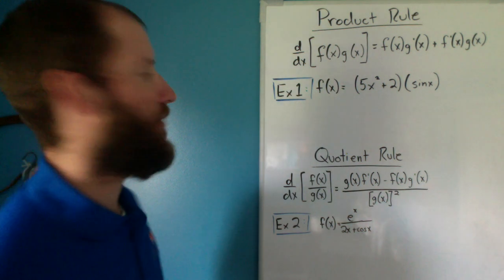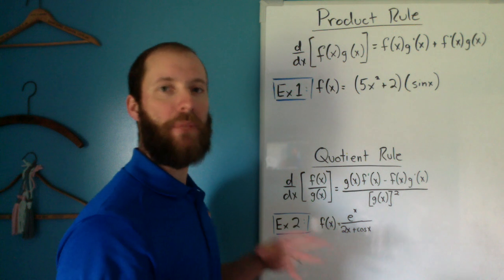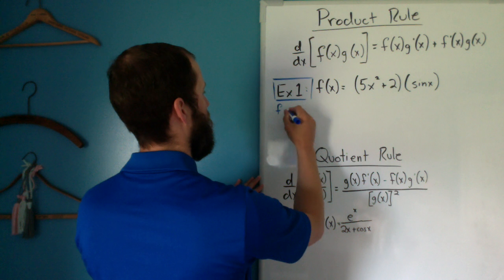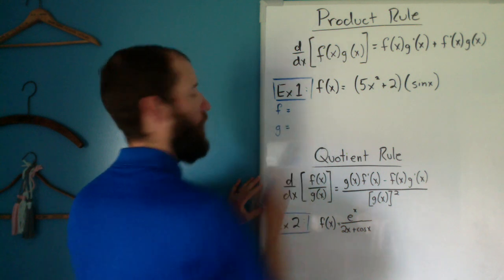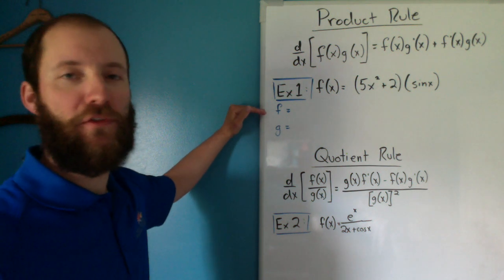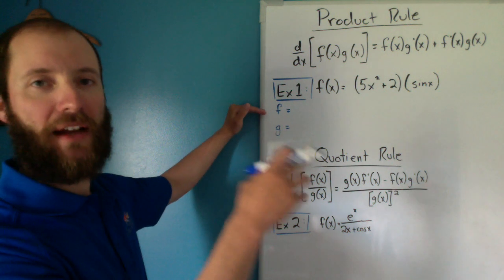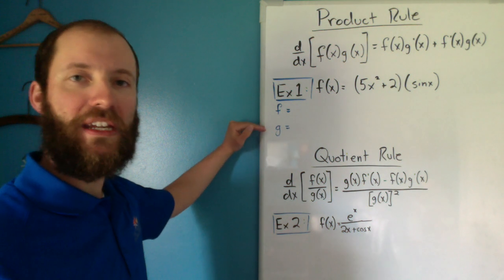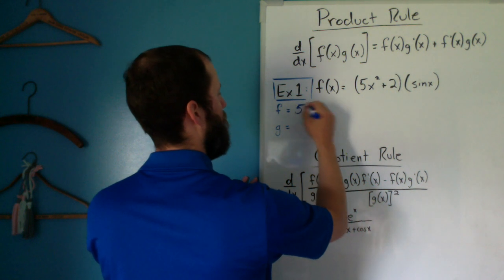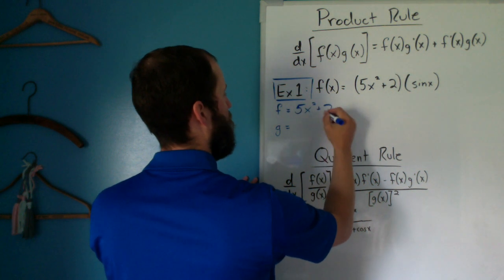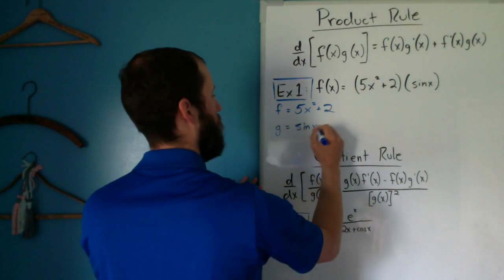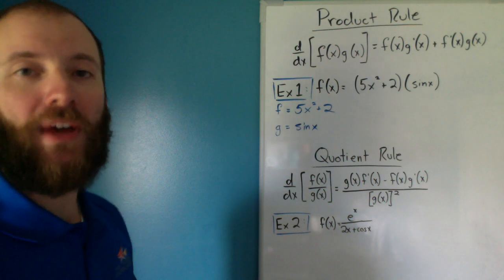So here's what I'm going to have you do: we're going to set up the puzzle pieces. The way I do this is I say I have f and g. f is just the first function. Whatever in my product comes first, that'll be f. g will then be the second function. So my first piece right here is 5x squared plus 2, and g, my second function, is sine of x. So I have f and g.